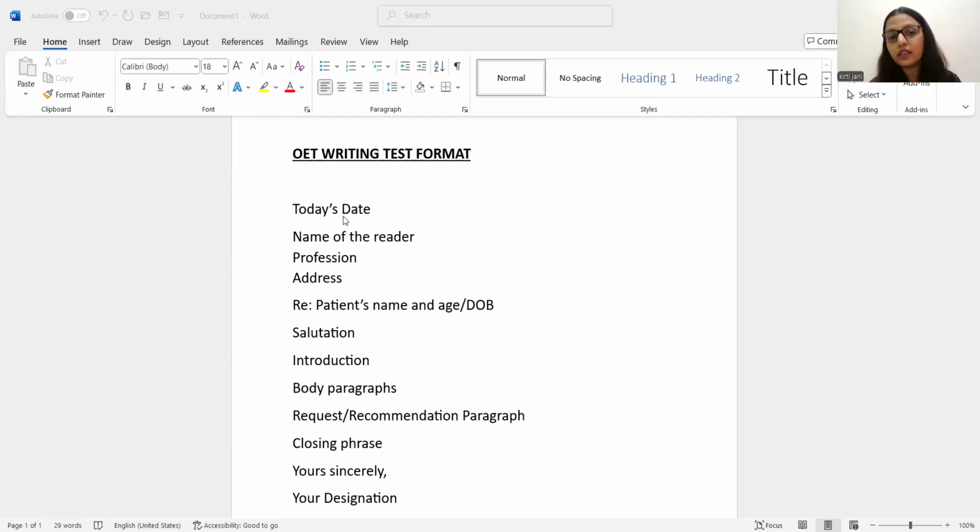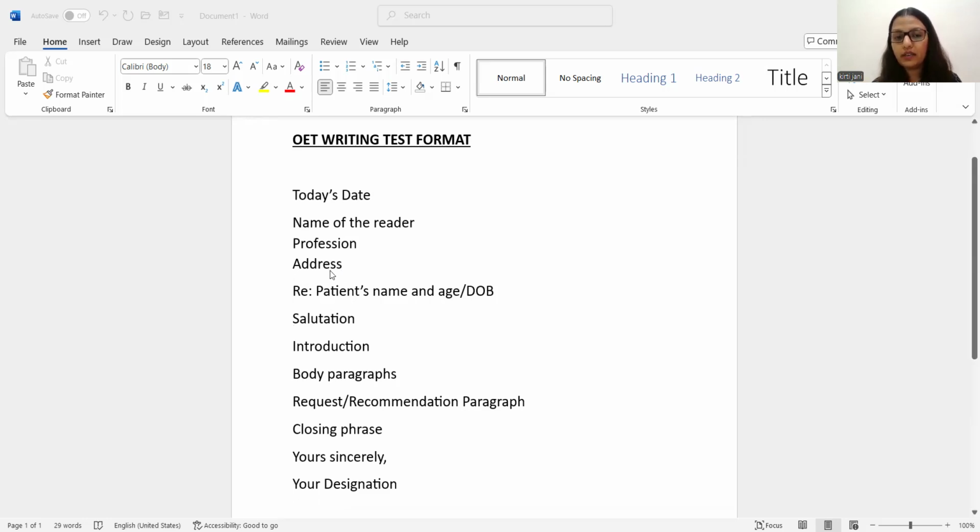At the top of the letter, you need to write the date on which day you are writing the letter. So in the exam, definitely this will be the date of your test. Then you should leave one line blank. Then write the name of the reader. Most probably, if it is given, you write it. If not given, you should not write. But all this information, name of the reader or profession of the reader, and the address will be provided in the case notes. So you just need to pick it up from there and write it here.